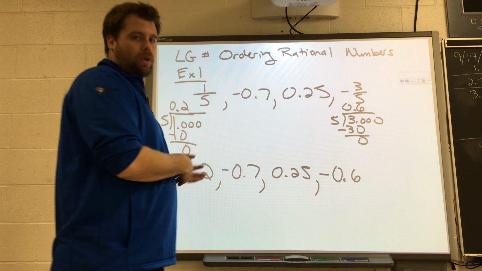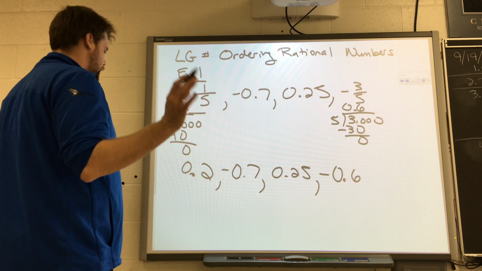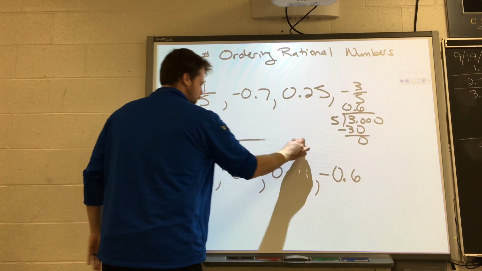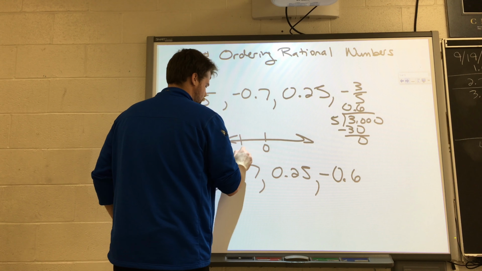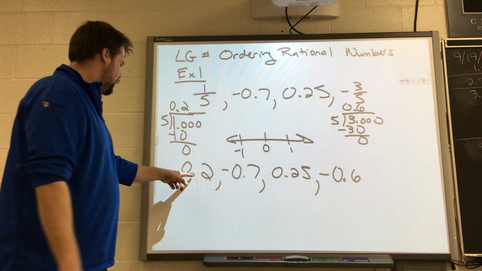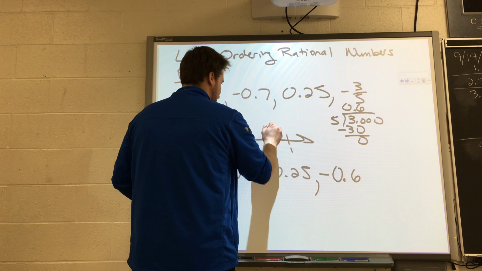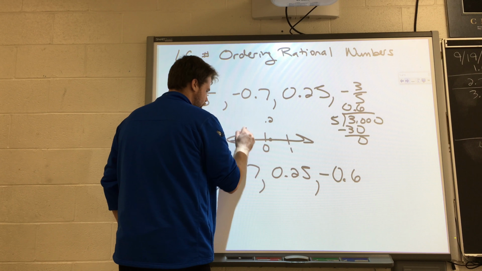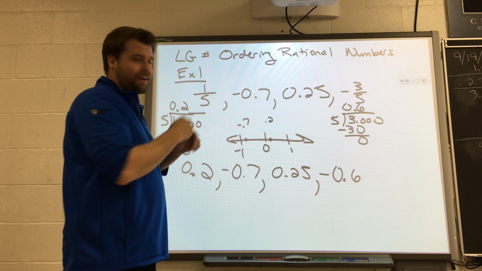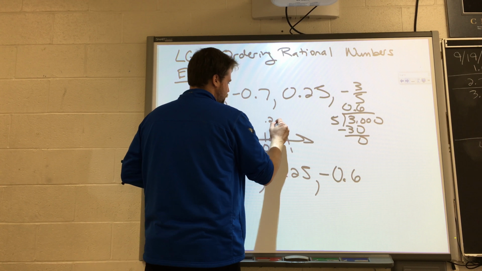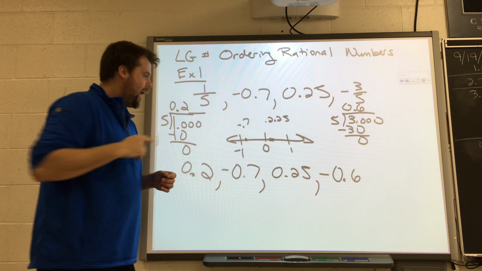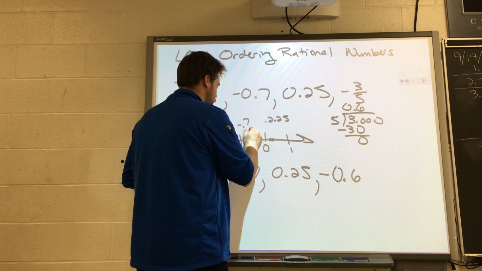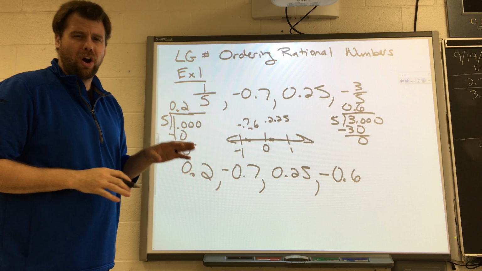I want to rank them from smallest to largest. If you imagine a number line, all of these numbers fall between -1 and +1. If I think of a number line, 0.2 is going to be up here. -0.7 is going to be closer to -1 here. 0.25 is going to be a little bit more than 0.2. And -0.6 is going to be close to -1, but not as close as -0.7. It's trying to throw you off a little bit.